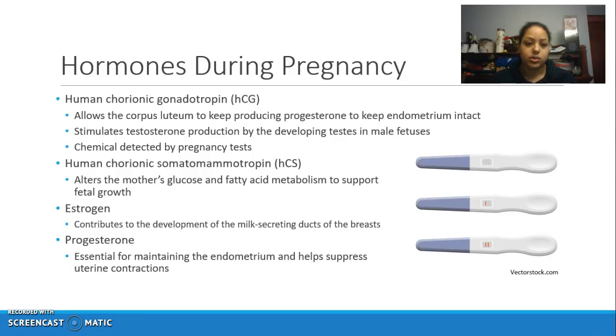The next hormone we will look at is the human chorionic somatomammotropin, or HCS. And HCS is structurally related to growth hormone, and it is believed that it may contribute to lactation. Despite that belief, a genetic defect in which HCS is not produced in the mother will still result in adequate breast development as well as milk production. The main function of HCS is to alter the mother's glucose and fatty acid metabolism in order to support fetal growth in the body.